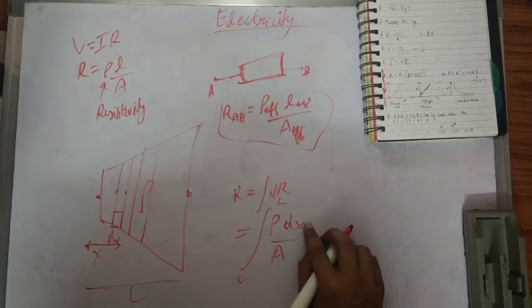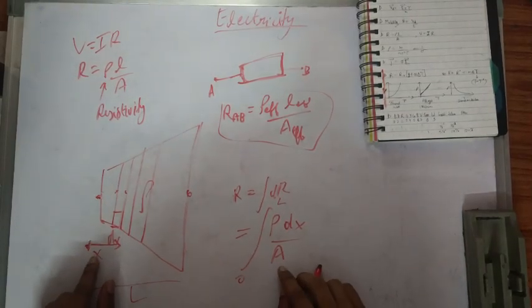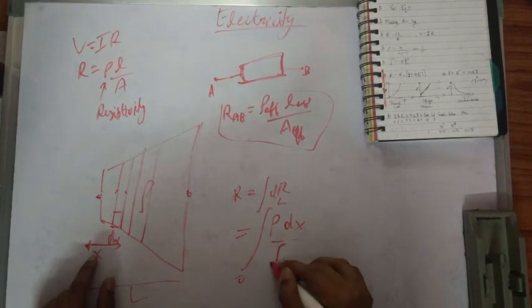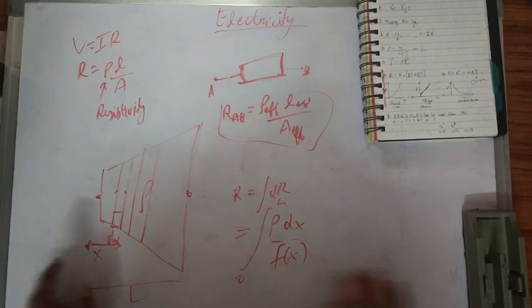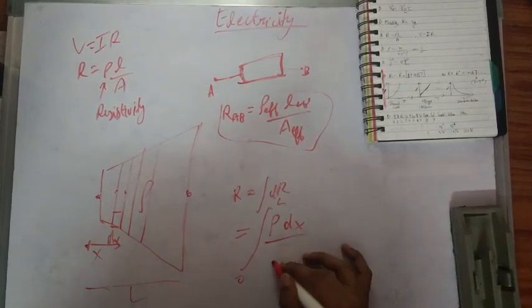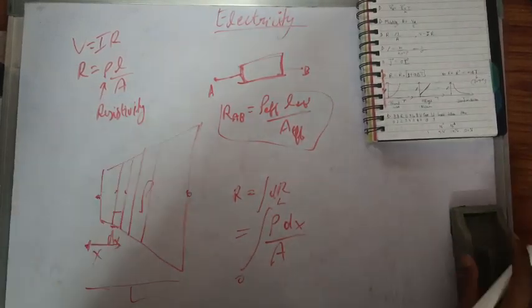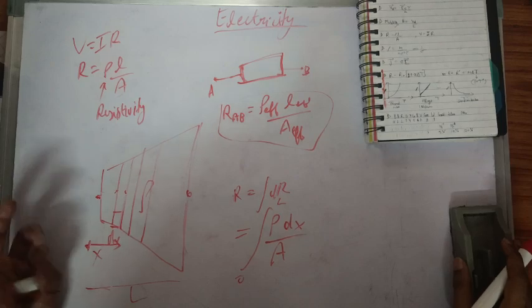The area can be dependent on x, so the area can be a function of x. So this is how we can integrate and get the value of resistance. We just need to do some integration.